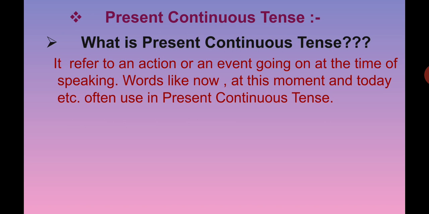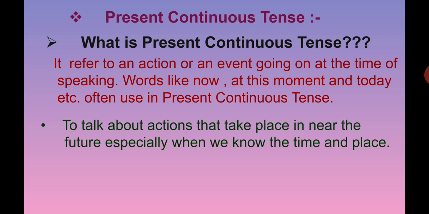It means that if you are doing something, or speaking about something or somebody, and at the same time the action is taking place, it is called the present continuous tense. To talk about actions that take place in the near future, especially when we know the time and place, at that time also we will identify that it is the present continuous tense.